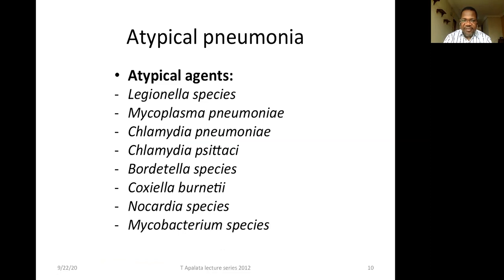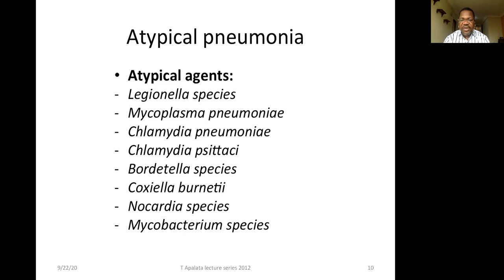Then the third subcategory is what we call atypical pneumonia. Those pathogens have been known to cause atypical pneumonia. Initially, when only the gram-stain technique was used to make the diagnosis of bacterial infection, those microorganisms could not be detected, like your Legionella, your Mycoplasma, your Chlamydia, Bordetella, Coxiella.